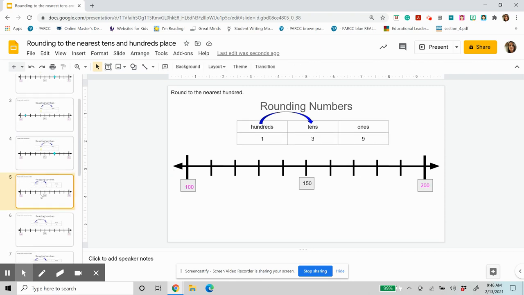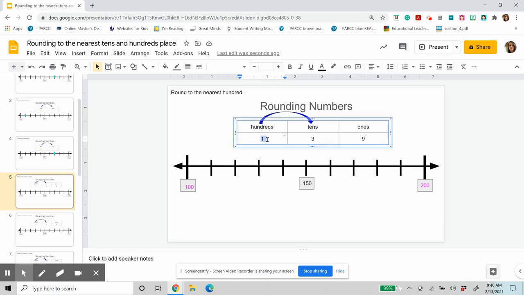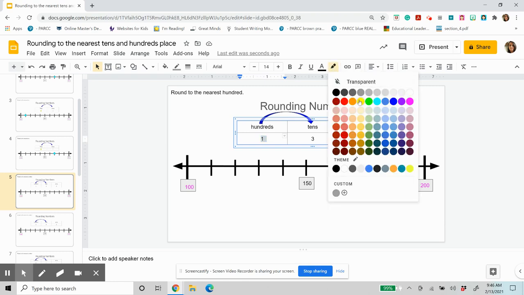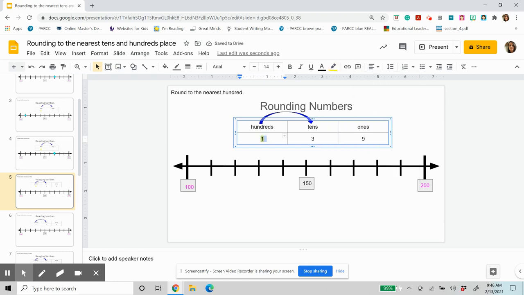All right, let's try another one. Okay, this time it says round to the nearest 100. So the place value where we're rounding changed. Now I want to highlight my 100, because that's what I'm focusing on. I have to ask myself the question, what 100s does this come between? Okay, so it comes between 100 and 200. Those are my two choices. Right smack in the middle would be 150.